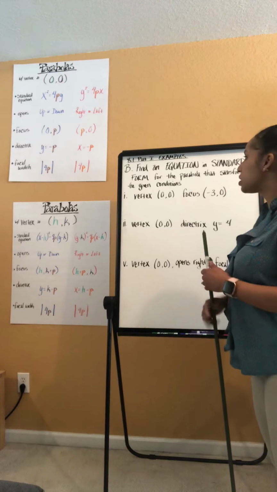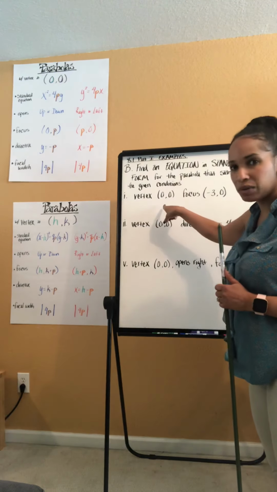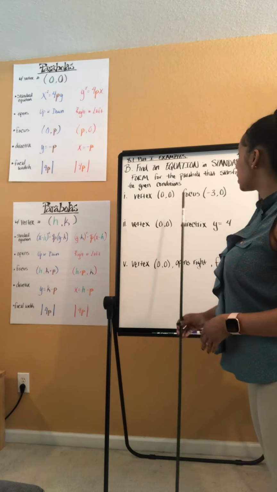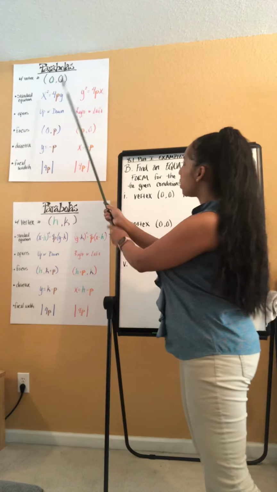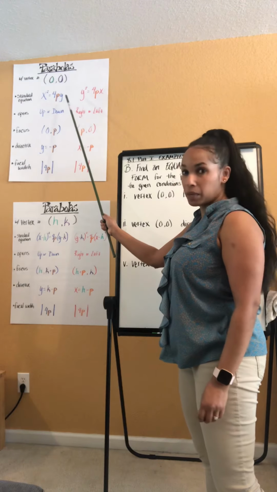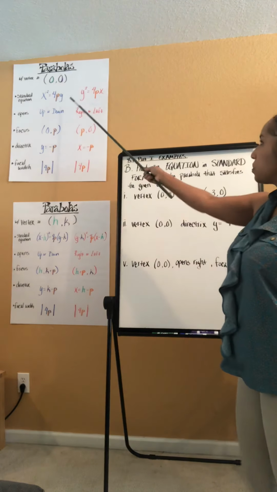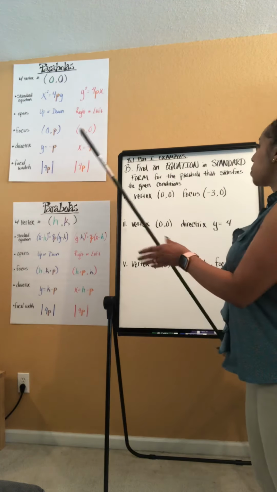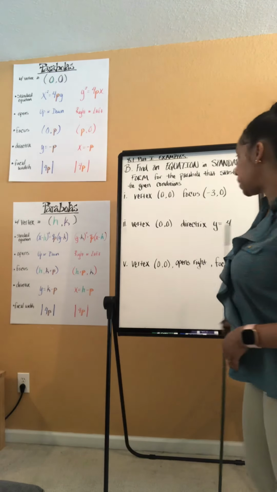So the first information they give me is that the vertex is at 0, 0. So if the vertex is at 0, 0, we go up to the easy chart. It's one of these two, all right? And again, all I want is the standard form. So it's either x squared equals 4py or y squared equals 4px, and of course we have to figure out what p is.